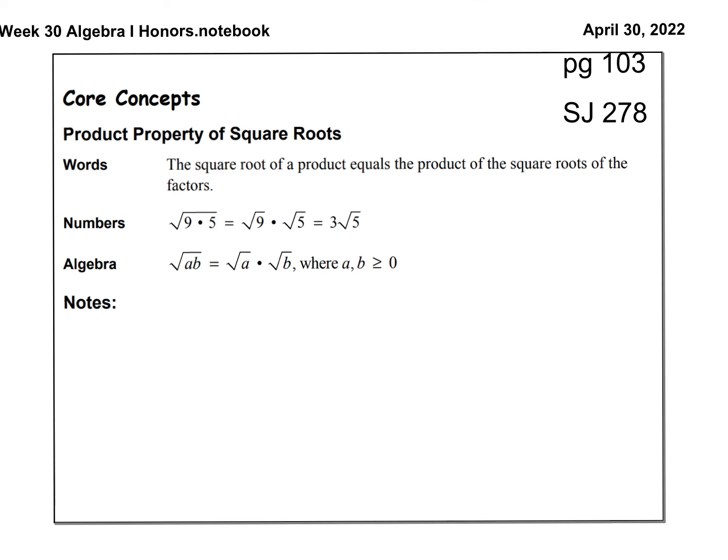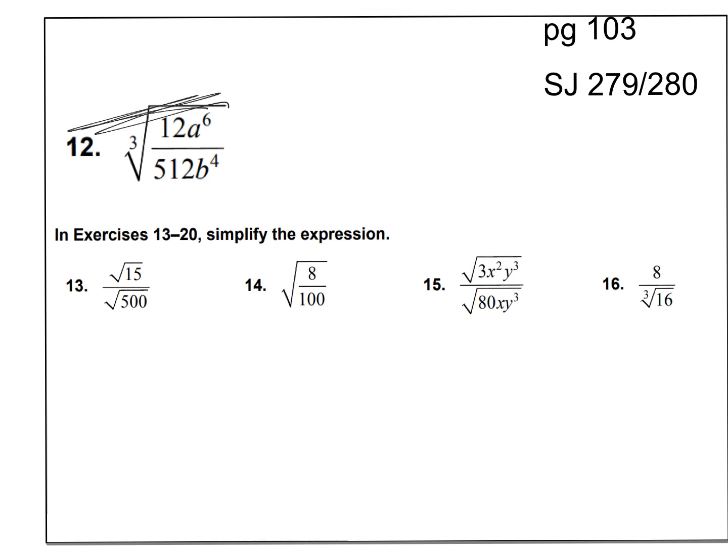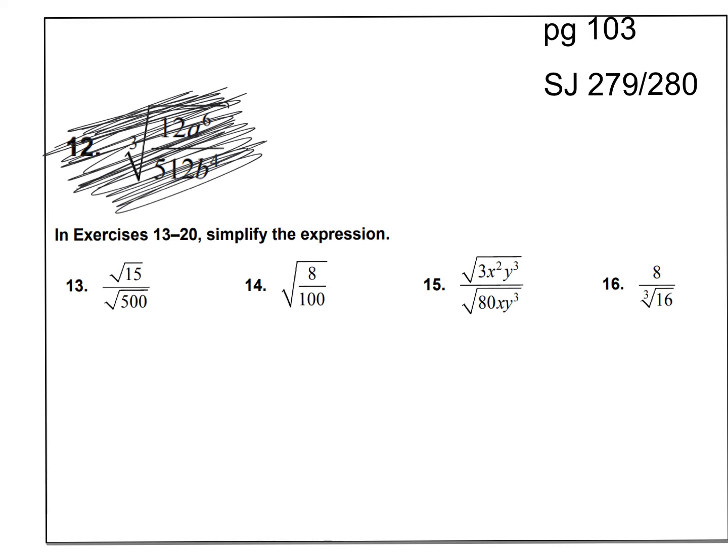Now we're going to do the product property. Same sort of concept. If you have two things multiplied, you can separate them and multiply, or you can put them together to multiply, as long as their root is the same. You could not multiply this. Now you can multiply those, that's the cube root of 6, but you cannot multiply this. The answer to that is the cube root of 2 times the square root of 3. You would have to rewrite with exponents and then simplify if possible. We won't do number 12, so you can just scratch it out if you'd like. Now we'll go on to 13 through 16.